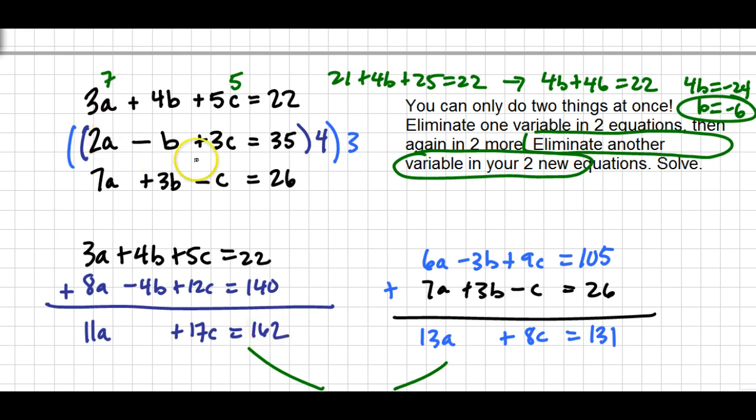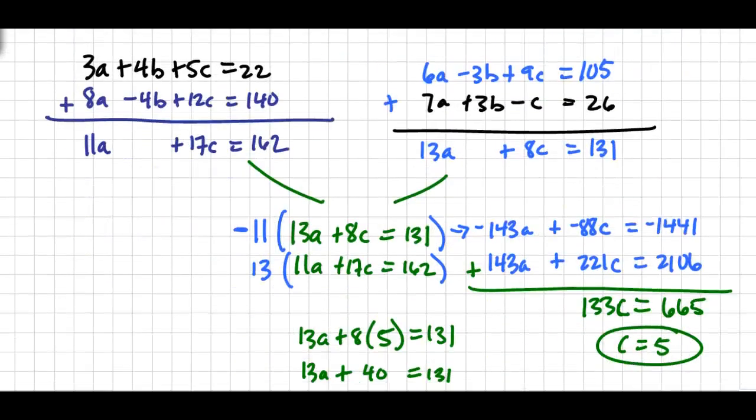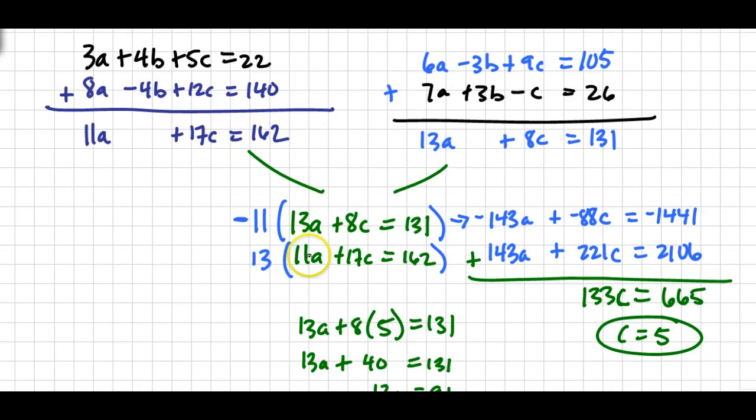Then I went back to the original system, used the same middle equation, this time multiplying by 3 to get 6a minus 3b plus 9c equals 105, kept the bottom equation the same, added those vertically, and I got 13a plus 8c equals 131. Now I'm going to take those two equations and put them together in a brand new system. Now I need to eliminate either the a's or the c's.